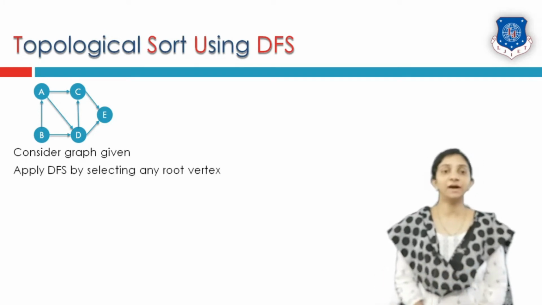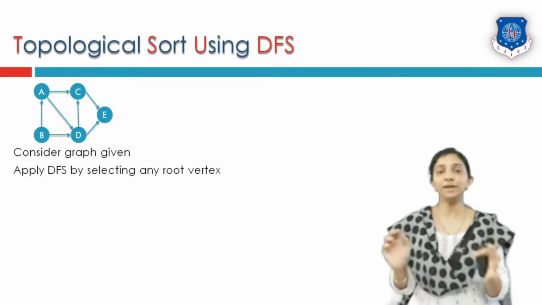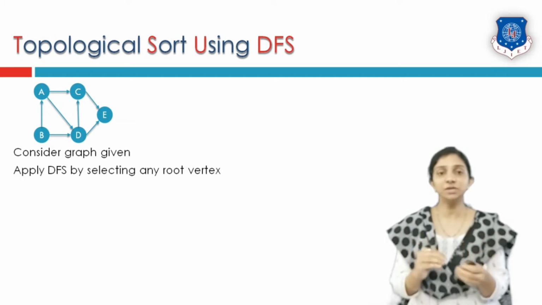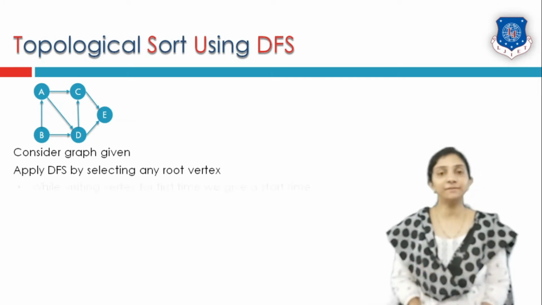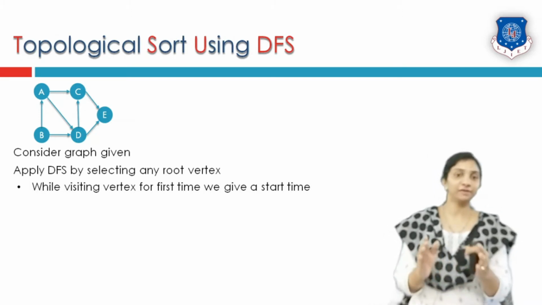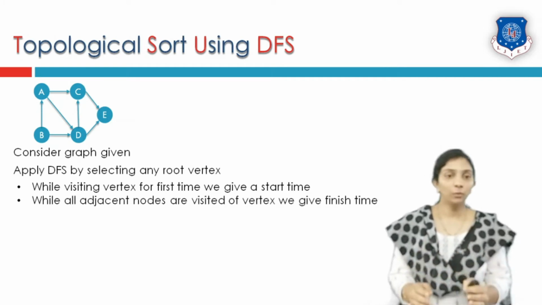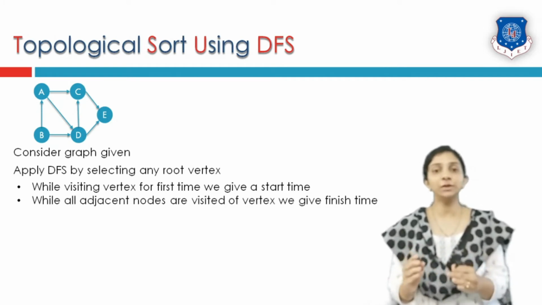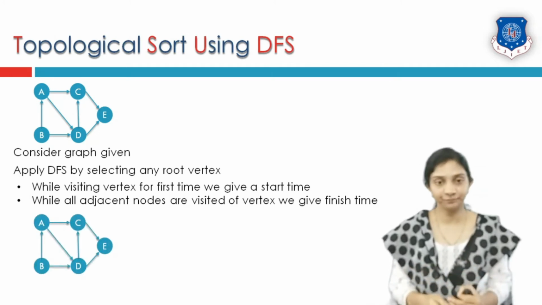Now in this graph we have to apply DFS from any vertex which can be chosen as root vertex. So we can start our DFS from any vertex. While visiting a vertex the very first time we give it a start time. While finishing the visit of a vertex's adjacent nodes we give it a finish time.